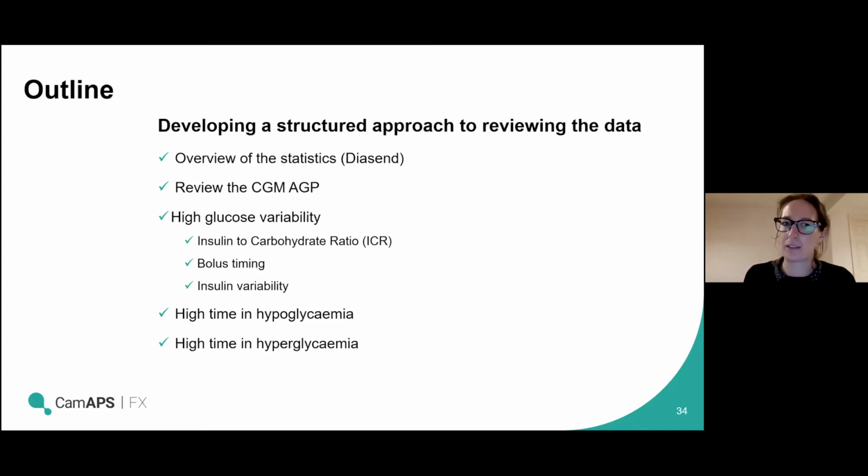Thinking about looking at the statistics and how to review that AGP, that ambulatory glucose profile. We've gone through some examples. They might be extreme. You might be able to relate to some of them yourselves, but hopefully given you some tools to think about how to address issues around high glucose variability, which I think is probably the most common thing that people struggle with, and then also some examples of what to do and how to manage high time in hypoglycaemia and high time in hyperglycemia.